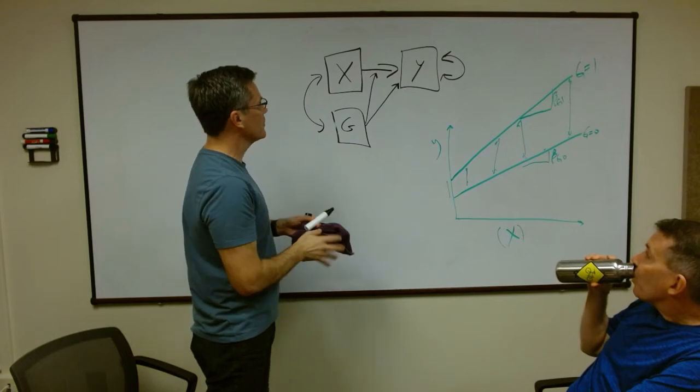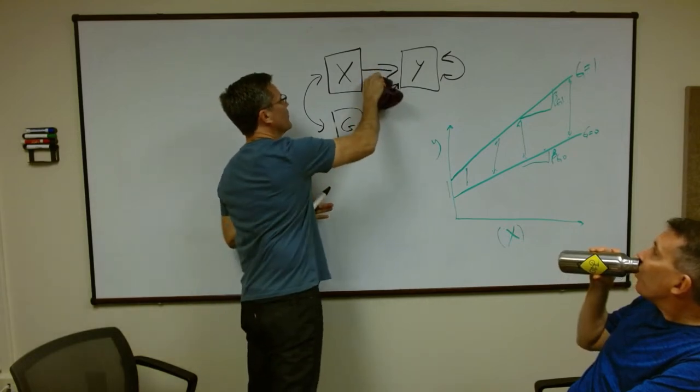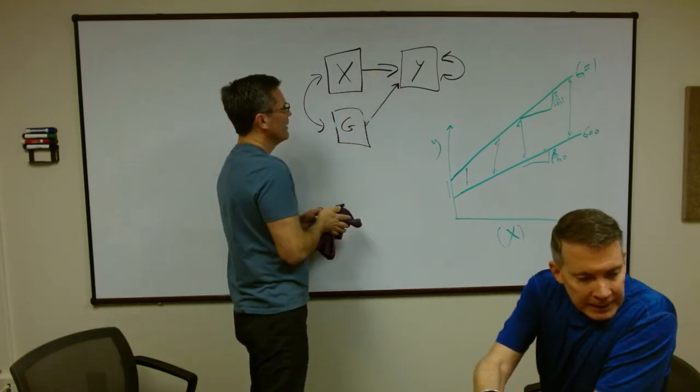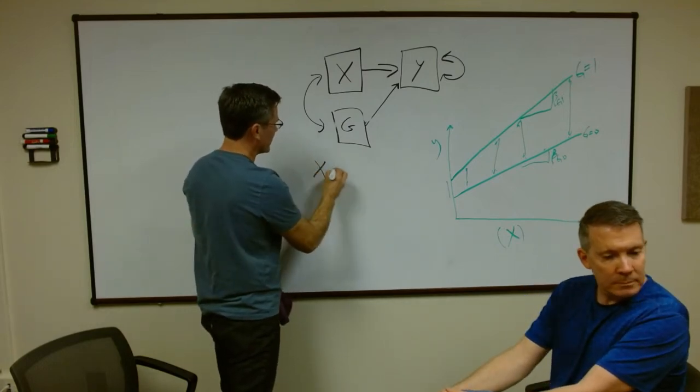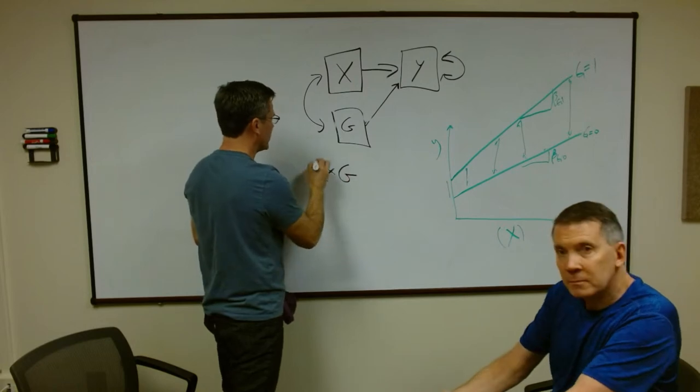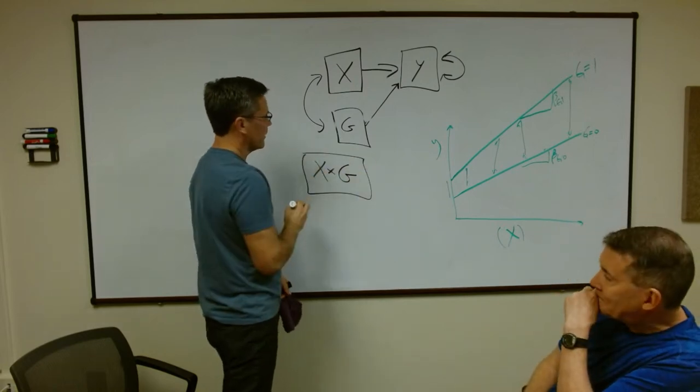How do we actually go about this? Well, we don't fit the model quite like that. What we do instead is we, in the regression setting, set up an X by G interaction term, right? We take the product of those two variables.